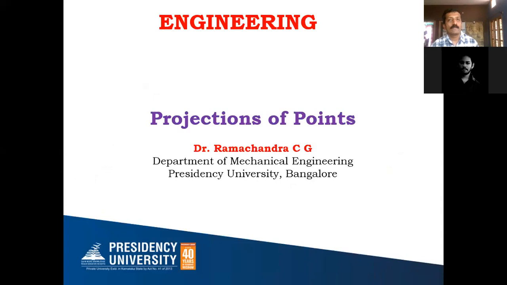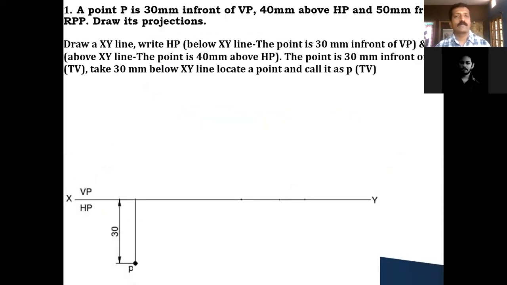Projection of points. A point P is 30 millimeter in front of VP, 40 millimeter above HP, and 50 millimeter in front of VP. Draw its projection. Just read it once and analyze it. Point 30 millimeter in front of VP and above HP. Above HP, in front of VP, which quadrant does it come in? It comes in first quadrant. So immediately after reading it, you can come to the conclusion that the point is in the first quadrant.